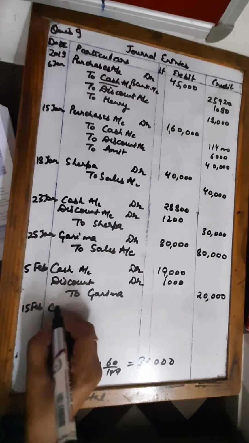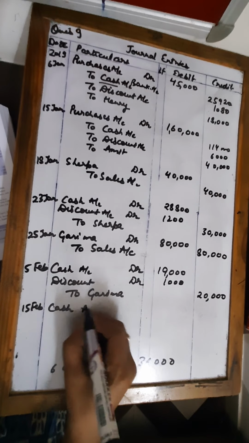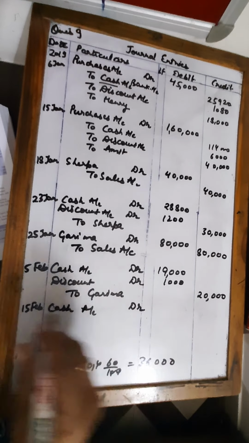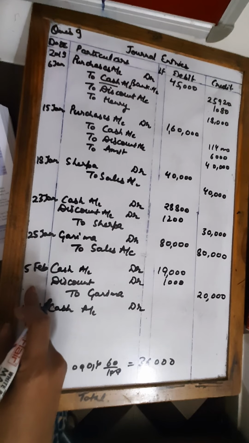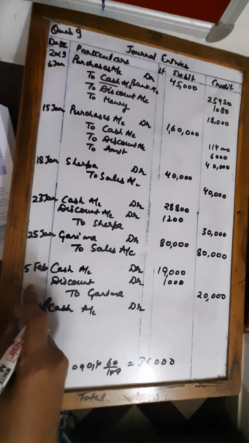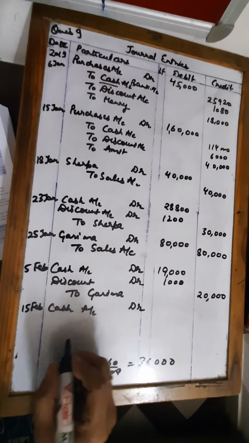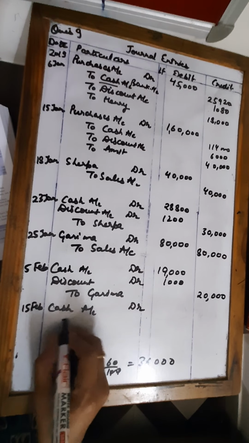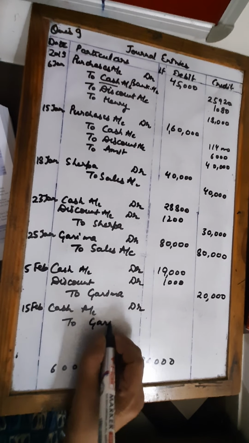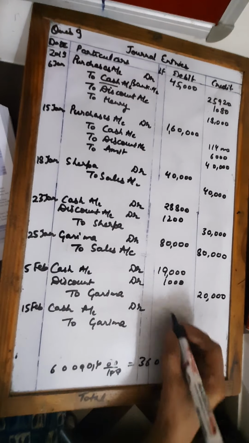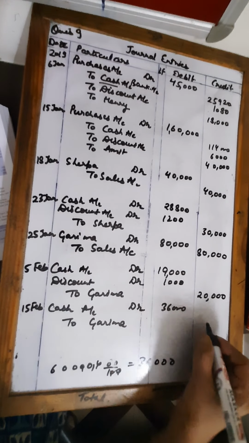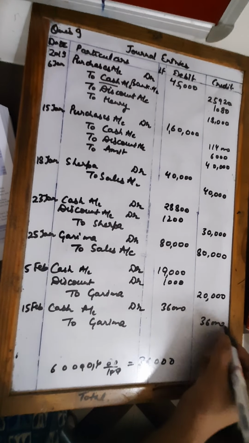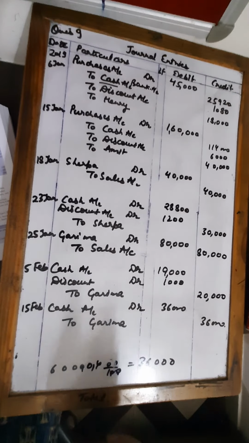So entry will be cash account debit. Now she is paying after 15 days. So now she will not get the 5% cash discount. Cash account debit to Garima, 36,000. In the last you have to put the total. That's all.